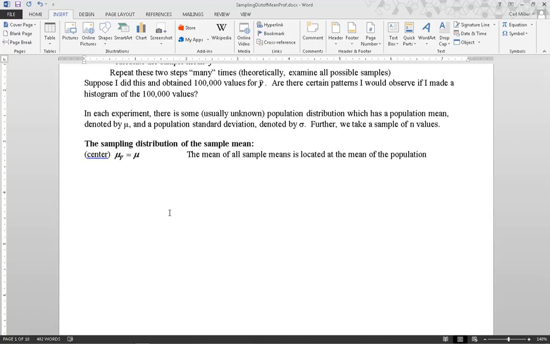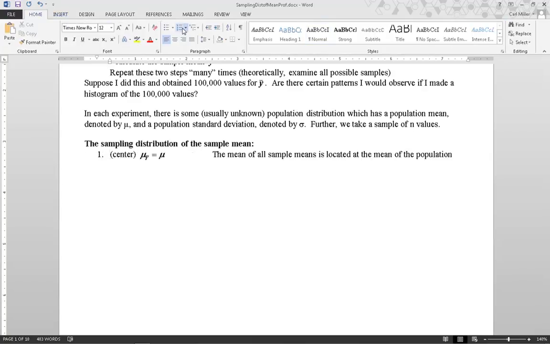1. The center is defined as mu sub y bar, which is the mean of all possible y bar values, and is equal to the mean of the population from which you are taking the sample. So 1, center, mu sub y bar equals mu, can be written.